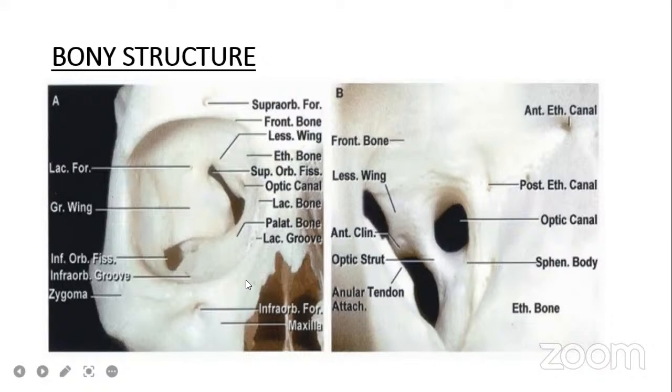The medial part of the upper border contains the frontal sinus, while the superior orbital fissure is bounded by the lesser wing of sphenoid above, the greater wing below, and medially by the sphenoid body. So here is the superior orbital fissure bounded by the lesser wing of the sphenoid above and the greater wing below, while medially by the sphenoid bone. The frontal bone forms the narrow apex of the superior orbital fissure.